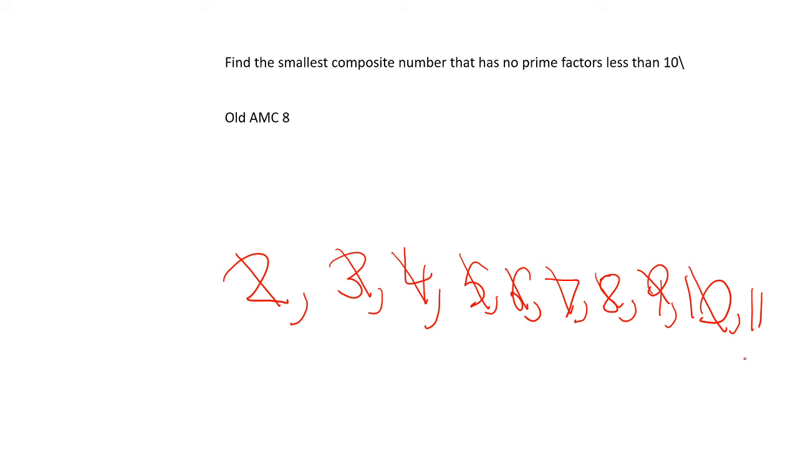But 11. 11 is not a multiple of 2, 3, 4, 5, 6, 7, 8, 9, or 10. It's a prime number. So let's start with 11. Let's take 11. Now we need to build our second factor, in order to build this number. Now, if we're going smallest, we have to go to 11. The only other number I can think of, it cannot be 10, it can't be 9, 8, 7, 6, 5, 4, 3, 2, 1.